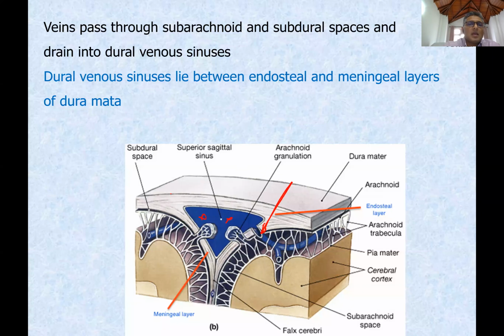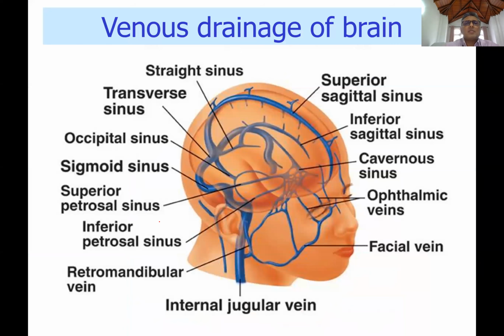They lie between the endosteal layer and the meningeal layer of dura mater. And the names of the different venous sinuses, we have already gone through. I will just show you some of them. So you have the superior sagittal sinus here. You have the inferior sagittal sinus in relation to the upper border and the lower border of falx cerebri.